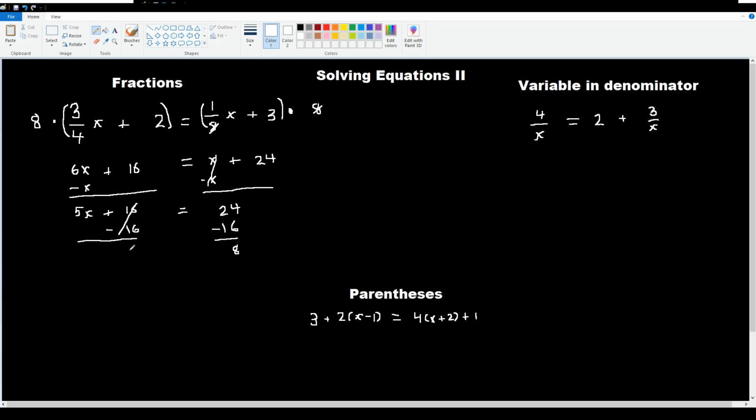And bring down the 5x. So here we have 5x equals 8. And it looks like we're going to have an improper fraction solution.